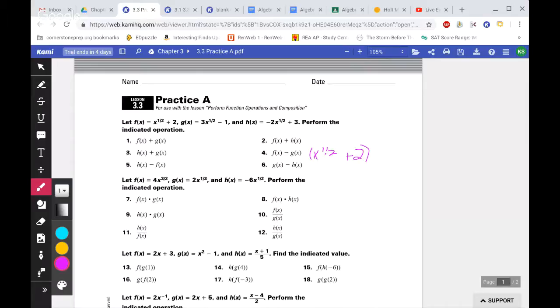Plus 2, and then minus 3x to the 1/2 minus 1. So basically what I want to do is distribute that negative throughout the parenthesis. Both of them. Make sure I do that. So now I have x to the 1/2 minus 3x to the 1/2. So that's going to be negative 2x to the 1/2. And then I've got a plus 2 with a plus 1. So that's going to be plus 3. Pretty straightforward. Flip the signs for the parentheses.